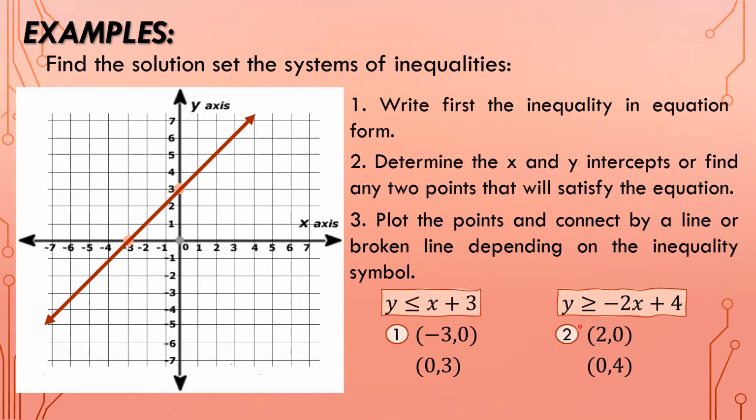Next, for the second inequality, we have (2, 0), positive 2 of x and 0 of y. So, dito natin ipa-plot yung point. Next is (0, 4), 0 of x, positive 4 of y. And then, connect by a line. Solid line again dahil merong equal sign ang ilalim ng greater than.